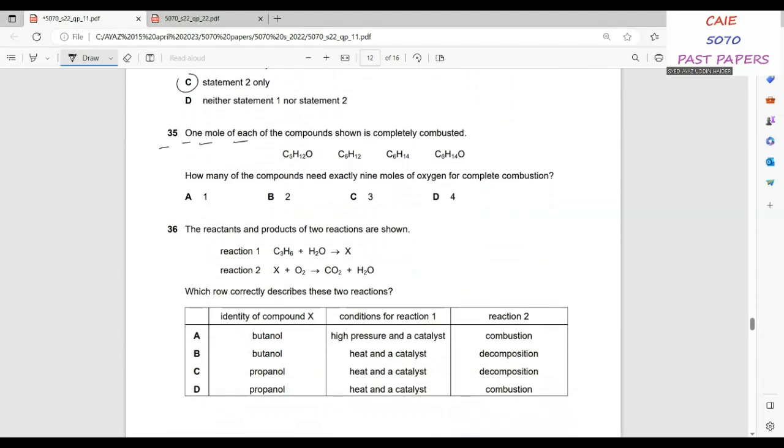35. 1 mole of each of the compounds shown is completely combusted. C5H12O, C6H12, C6H14, C6H14O. How many of the compounds need exactly 9 moles of oxygen for complete combustion? I am writing the combustion reaction for each of these.